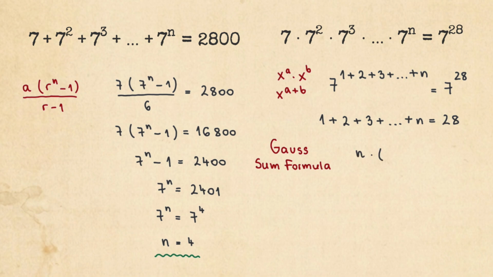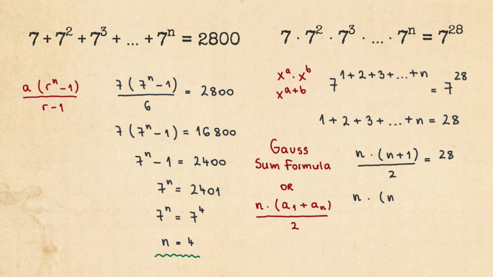n times (n plus 1), divided by 2. We could also use the formula for the sum of an arithmetic series. In this formula, n represents the total number of terms being added. a1 is the first term, and an is the last term in the sequence. We multiply both sides by 2, and we are left with n times (n plus 1) equals 56.